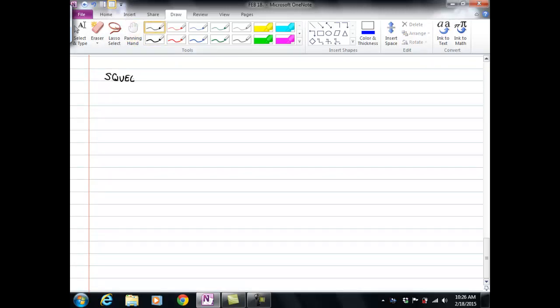Squeeze theorem. I'm going to show you how to use this. This is a bit tricky. You need to be good with trig for this. Before I can start, I'm going to ask you to draw a sine graph and a cos graph for me. Label your y and x axis. So we're going to do a standard sine and standard cos graph.